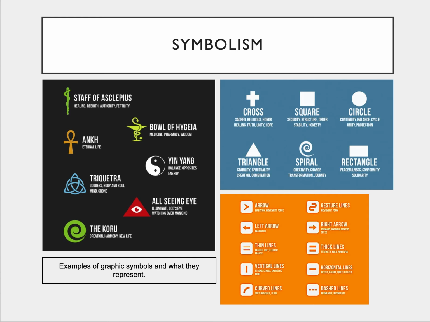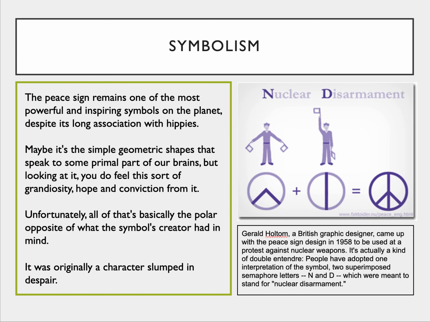Some more symbols. So the peace symbol actually is kind of interesting because it started out to be a protest against nuclear weapons, and it was intended to be what's considered a double entendre. And here you can see how it was meant to, the flags spell ND, and they were put together, nuclear disarmament. And so that's how that symbol came to be, and it's now a very powerful worldwide symbol. Interesting, huh?